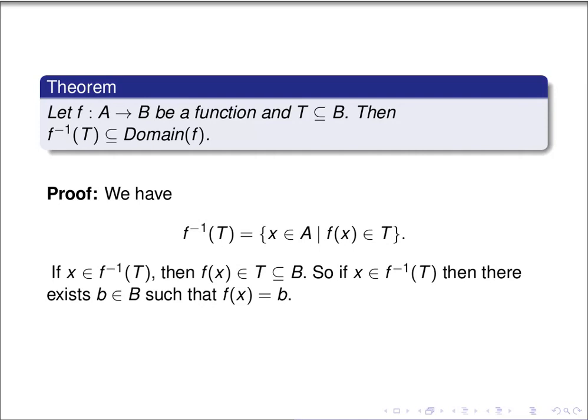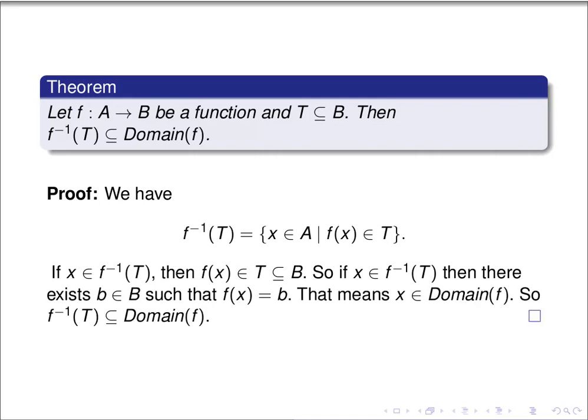All right. So since f of x is in B, that means if x is an element of the preimage of T, there is some b in B so that f of x is equal to b. Okay, that's just another way of saying that the function f is defined at x. In other words, x is in the domain of f. All right, so the preimage of T is a subset of the domain of f.